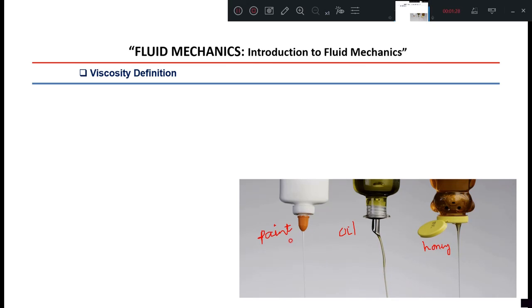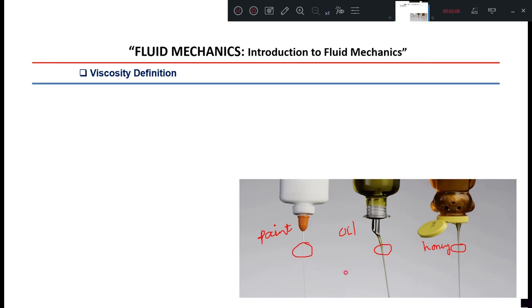So in this first bottle, if I pour, then I will find that the bottle drains very slowly. In this case, the bottle drains very slowly. And if honey is poured, then compared to the paint, this will be draining faster than the paint. If you compare the third one, oil, compared to paint and honey, this is draining even faster.